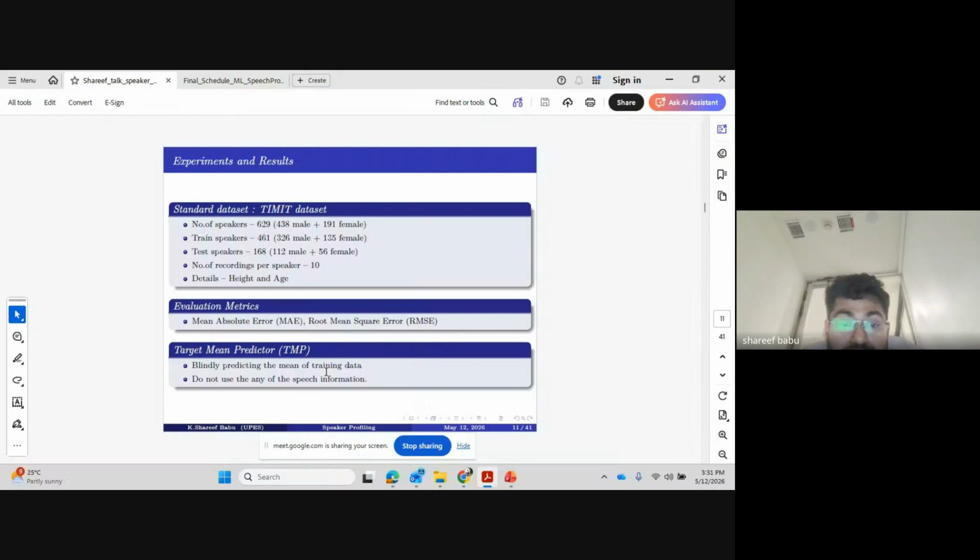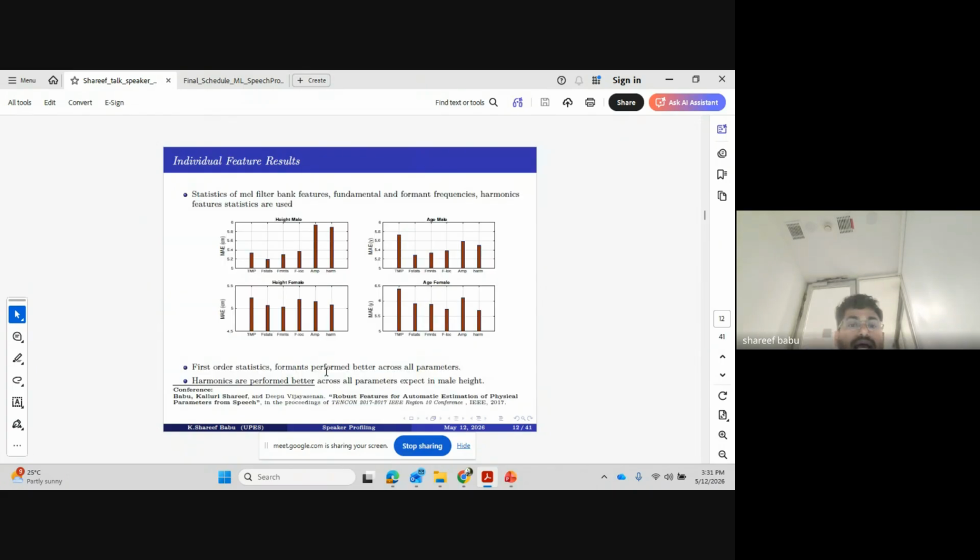So this makes the benchmarking such that if the error is less than this target mean predictor, then only can we say that the model we are showcasing is better. Otherwise, whatever we are showcasing is not at a remarkable level.